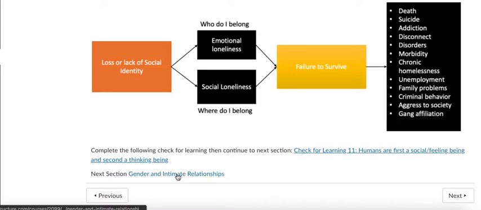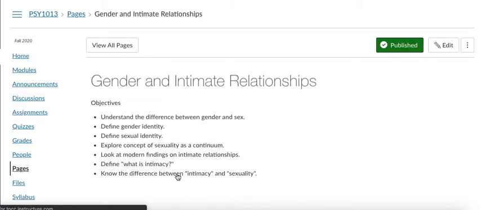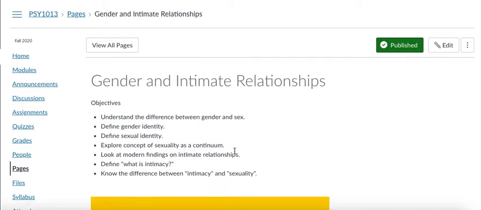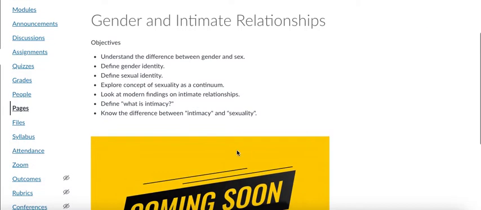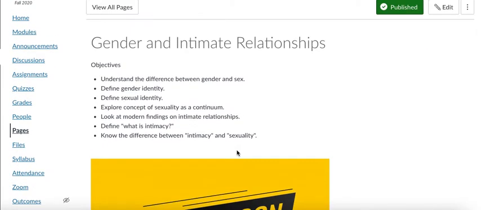The next thing that we're going to talk about after we're done talking about the importance of social belonging, loneliness, and identity is gender and intimate relationships, which is one of our more important identities that we have. And as you can see, this is still under construction, but what we need to talk about is, one, what is a scientific definition of gender?